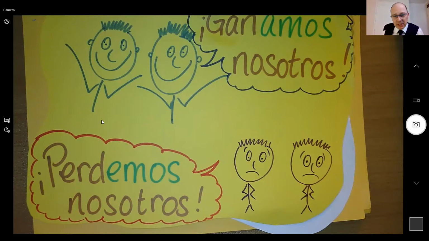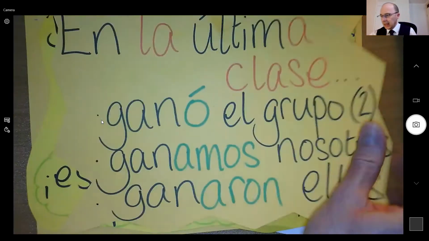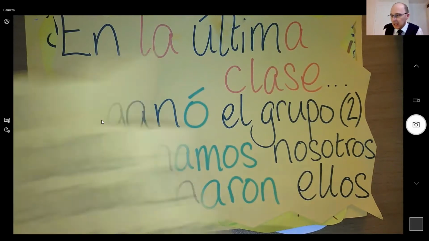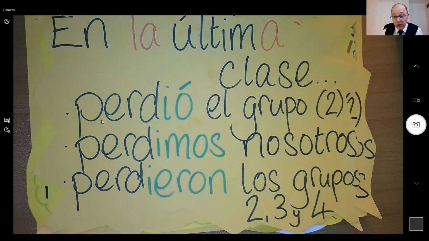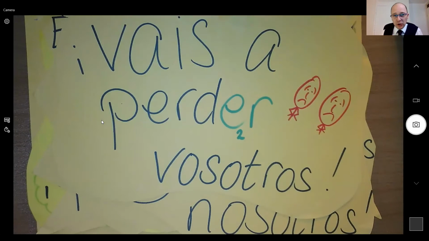But during the game, at some stage in the routine, I might want to introduce this sort of thing. De momento estamos ganando, pero eso puede cambiar. O de momento estamos perdiendo, pero vamos a ganar. At the beginning of a lesson, I can't quite remember very well who won last time. So, ¿quién ganó la última vez? En la última clase ganó el grupo 2. O en la última clase ganamos nosotros, o ganaron ellos. And the same for losing. Pero hoy vamos a ganar nosotros y vais a perder vosotros.